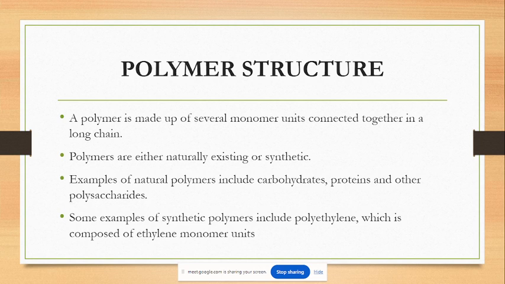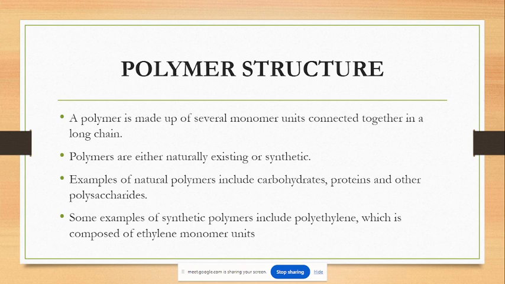What is a polymer? Okay, so a polymer is made up of several monomer units that are connected together in a long chain. Okay, polymers are either naturally occurring or they may be synthetic. Examples of naturally occurring polymers include carbohydrates, proteins, lipids, and others.